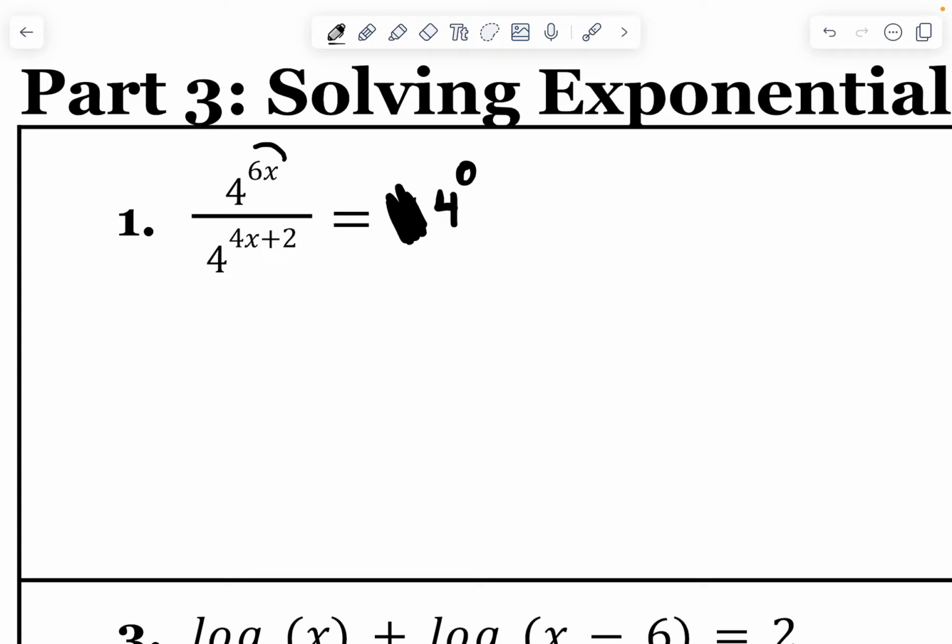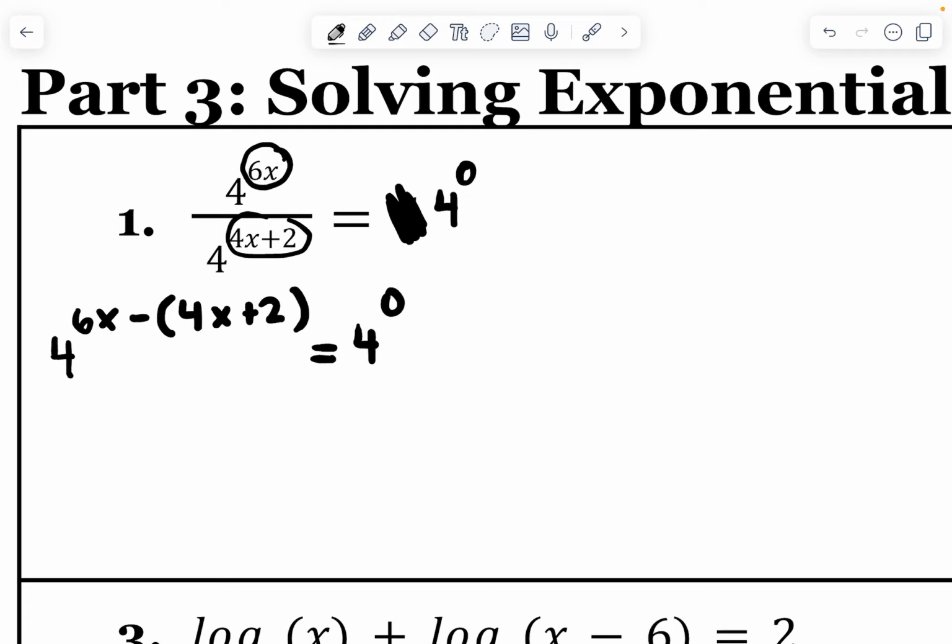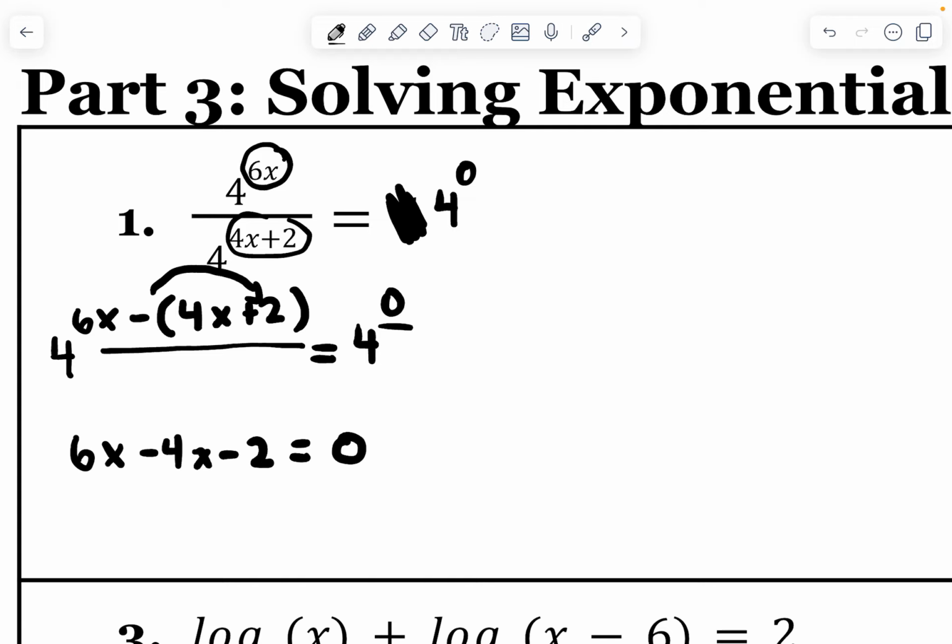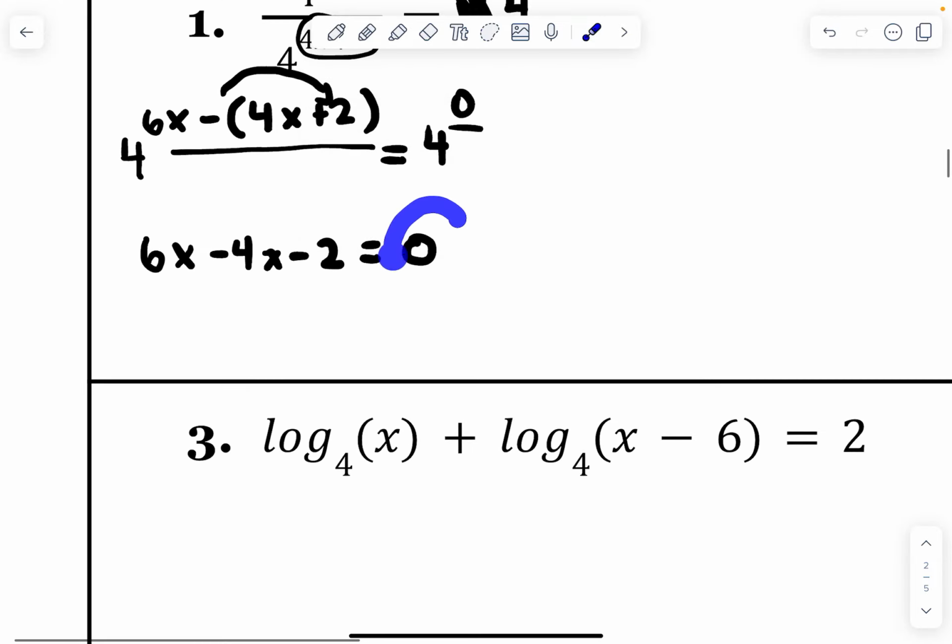Okay, we're going to make use of the quotient rule here. Because our bases are the same, we can use a quotient rule. And so we have 4 to the power of 6x minus 4x plus 2. And we're going to set that equal to 4 to the 0 power. Okay, now that our bases are the same, we can set the exponents equal to each other. So 6x minus 4x, and then this is where I screwed up, minus 2 is equal to 0. Some of you forgot to change the 1 to 4 to the 0 power. So instead of having a 0 here, you had a 1, which threw out the entire equation.